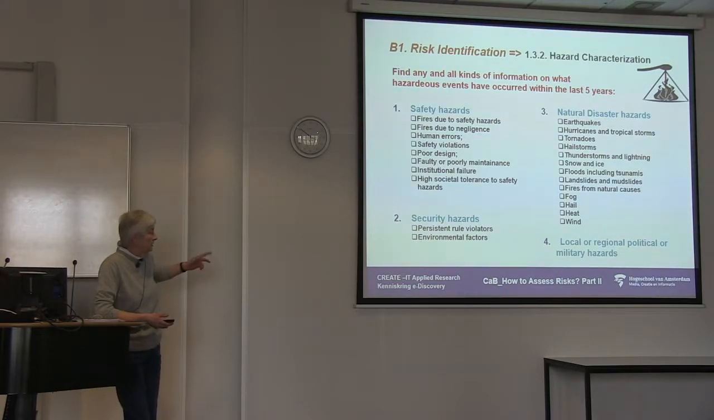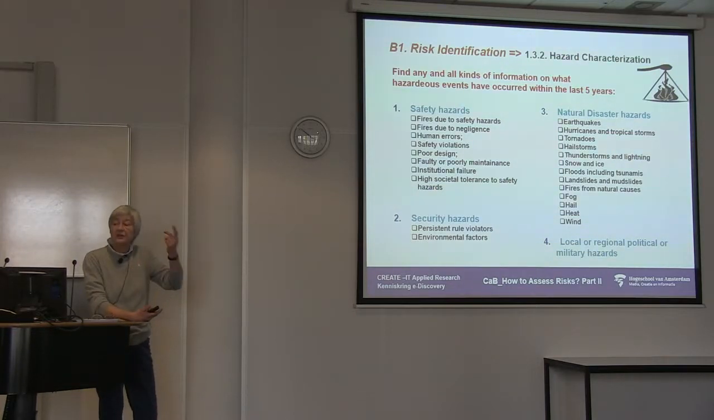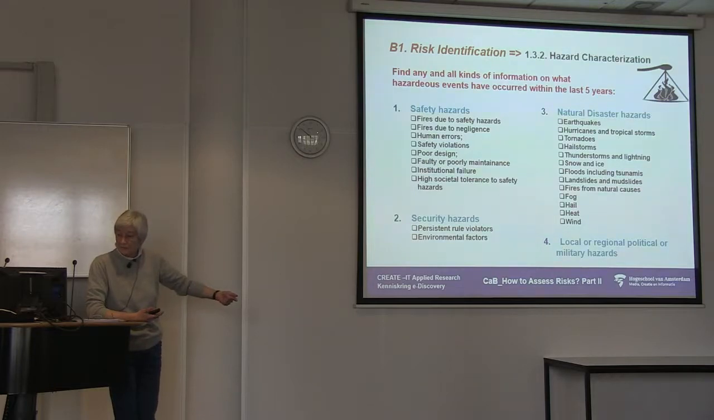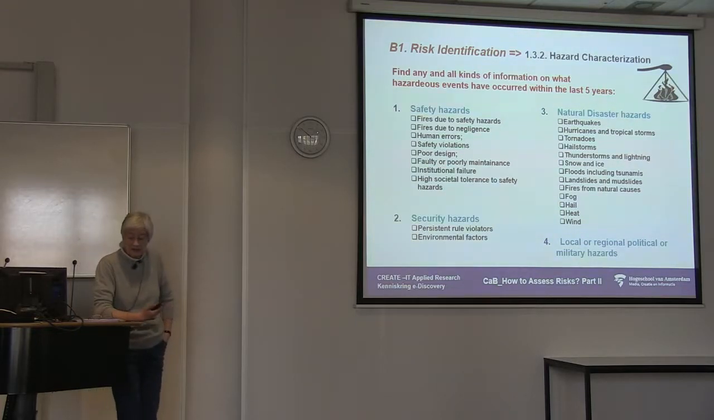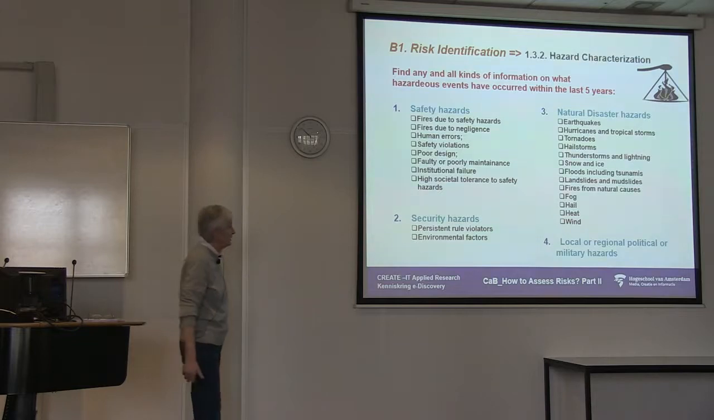Well, the security hazards come from two types, either the persistent rule violators. Don't smoke a cigarette next to the electrical power station. Where else can I smoke? Or the environmental factors. Maybe you can use something that you had found at A1, the external context. Where is the organization located? Your natural disaster hazards. Well, that's all kinds of things where there is no human cost. Sometimes it's called acts of God. Well, I don't want to use that name, but sometimes you see it in the literature. That's natural disaster hazards.